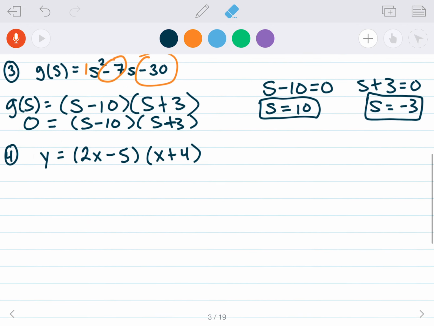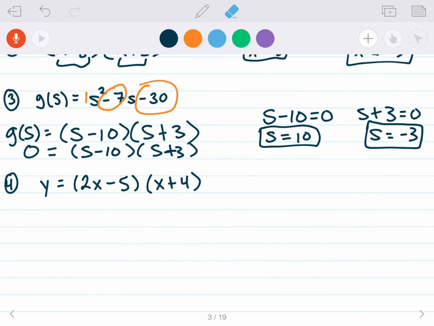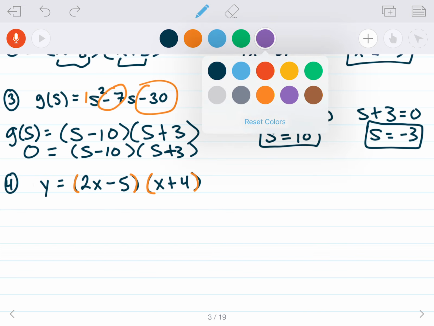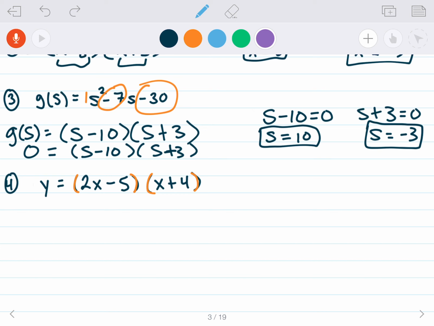So this one we don't have to do any work. It's already factored for us. You see these parentheses right here, they don't have any signs in between, like a plus or a minus sign. So that's multiplication. We have multiplication of two things, which means that we can use the zero product property to find our zeros. So we don't have a lot of work to do here.